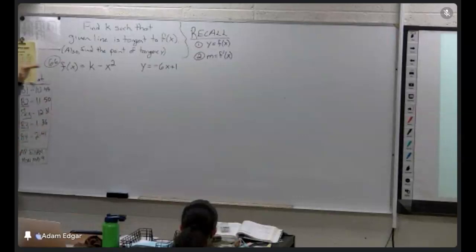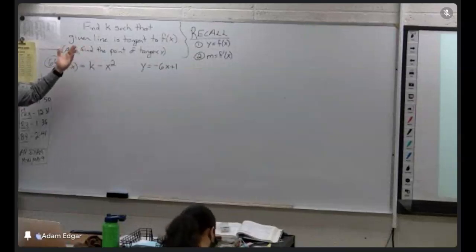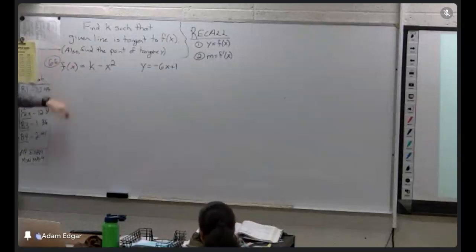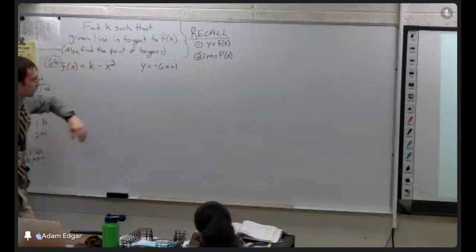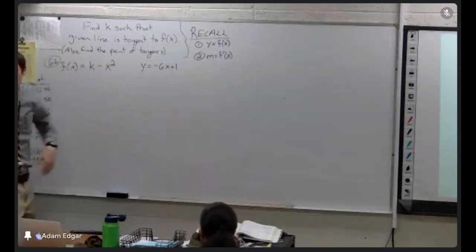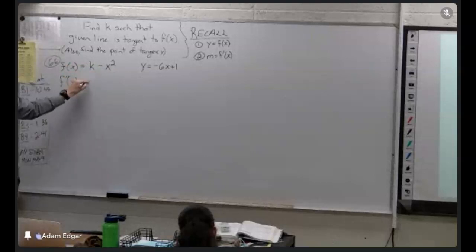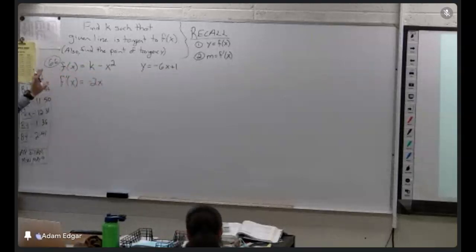So what should we do with f of x? What would be a good start? Find the derivative. When in doubt, find a derivative. We know we're going to have to use f of x at some point and its derivative, so let's get its derivative right off the bat. What's f prime of x here? What's the derivative of k? Nothing, because k is a constant, not a variable. So k goes poof, it's just a constant term, not attached to any x. What's the derivative of negative x squared? Negative 2x. So now we have our derivative.